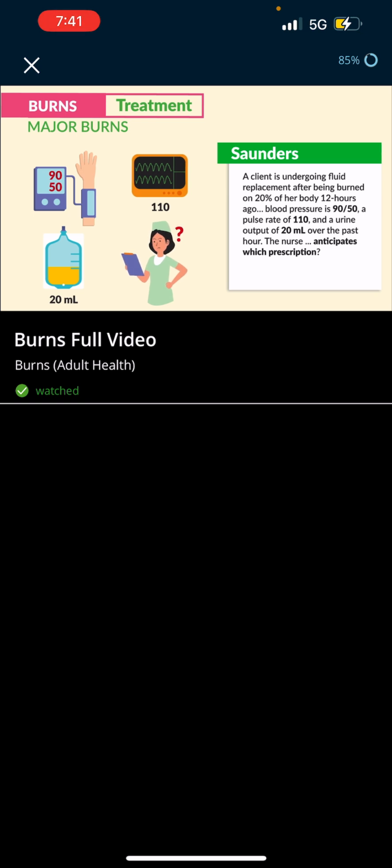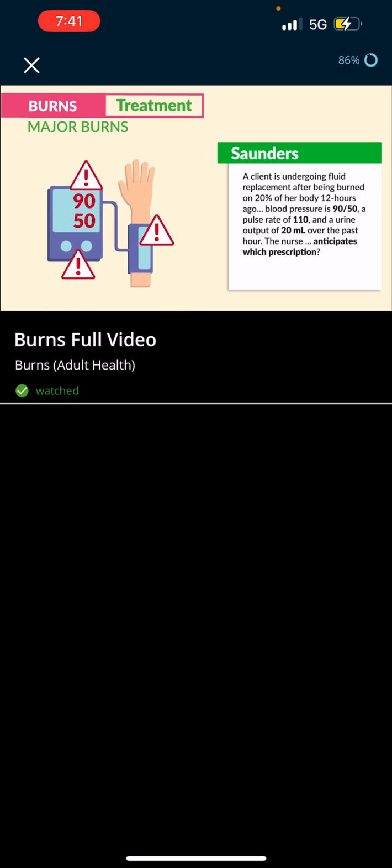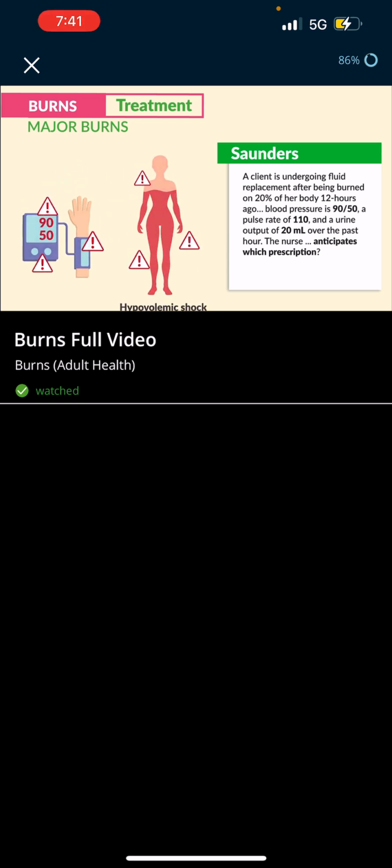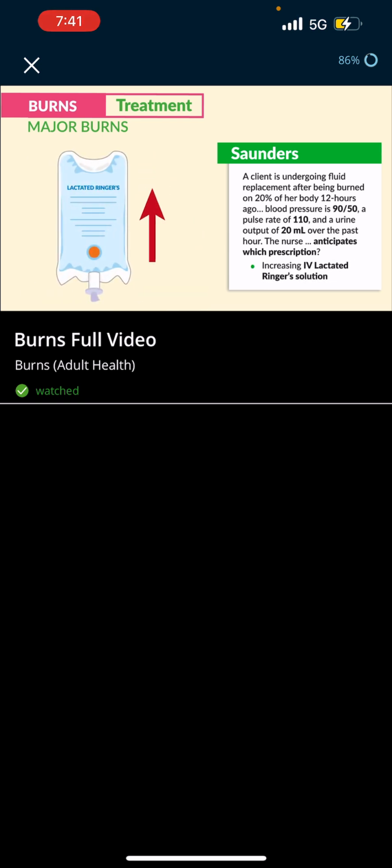Okay, so look at the key terms here. The BP is definitely not looking good. We're probably going to slip into hypovolemic shock for sure. So increasing the IV lactated ringer solution is the best option.